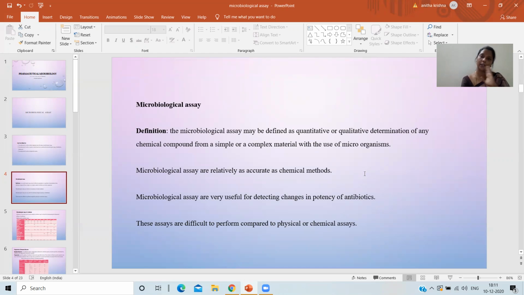Since there are advantages, definitely there would be disadvantages also. Microbiological assays are not as easy to perform as physical and chemical assays. Apart from that, they are also subject to greater error possibilities. Because of these reasons, generally, only when there is no alternative physical or chemical assay method do we go for microbiological assays. So these are the drawbacks of microbiological assays.